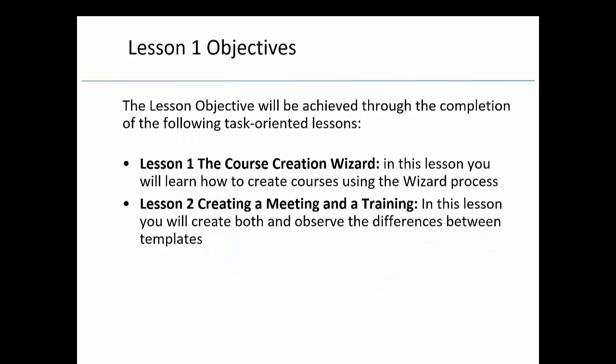Lesson Objectives. Module 4 is comprised of two separate lessons. In the first lesson, you will learn how to create courses using the wizard process. In the second lesson, we'll take a closer look at how we created those courses and the differences between the templates that were produced using the wizard to create both a meeting and a training.